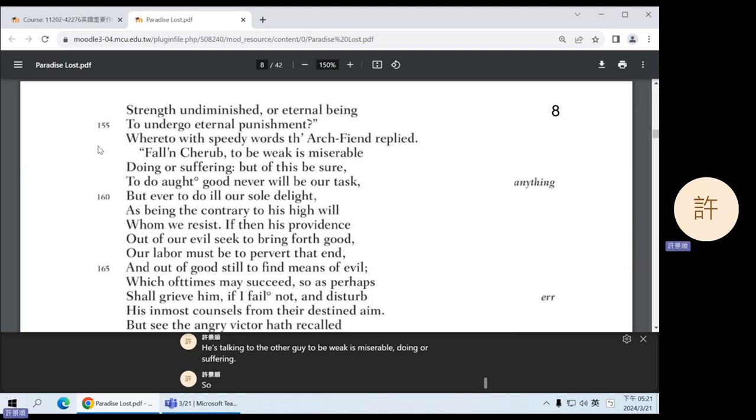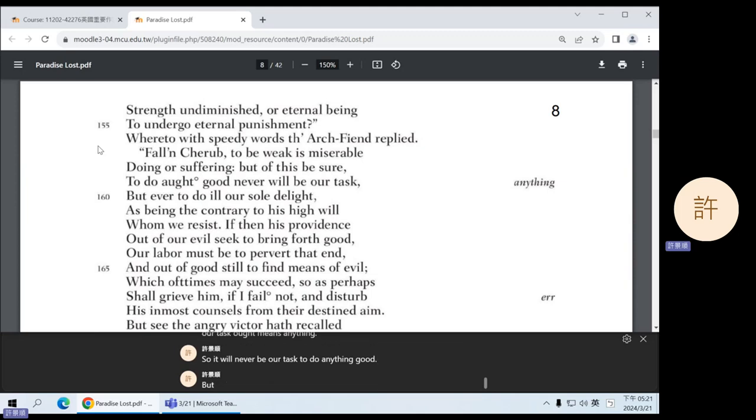So yes, to be weak is whatever you do, whatever you suffer, is miserable. But of this be sure. The word order, I'm sure you can guess, is be sure of this. So there's one thing you can be sure of. To do aught good never will be our task. Aught means anything. So it will never be our task to do anything good.